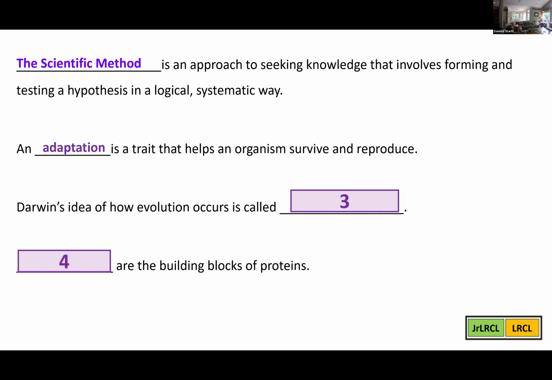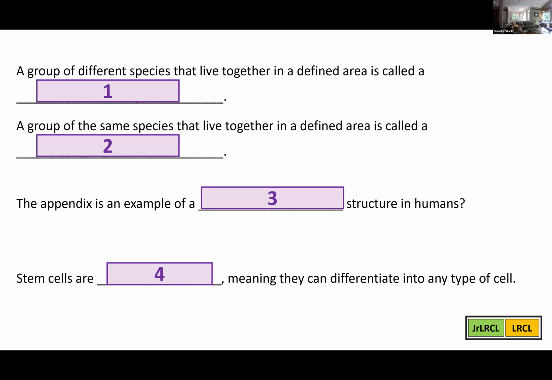And what is Darwin's idea of how evolution occurs? What's the term? It's 2 words. You know it. Darwin's idea. What was Darwin's idea? Natural selection, right? Right. Nature selects, whereas with selective breeding, humans do the selecting, right? Something's always selecting. All right, and what are the building blocks of proteins? Amino acids.